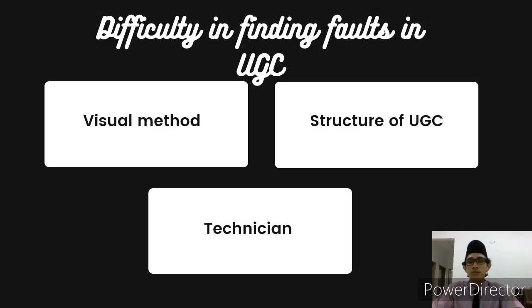For the next part, we will continue with the difficulty in finding faults in underground cable. As we investigated, there are three main factors that make it difficult to find faults in underground cable. The first one is the visual method. The second one is the structure of the underground cable itself. And lastly is technician error.